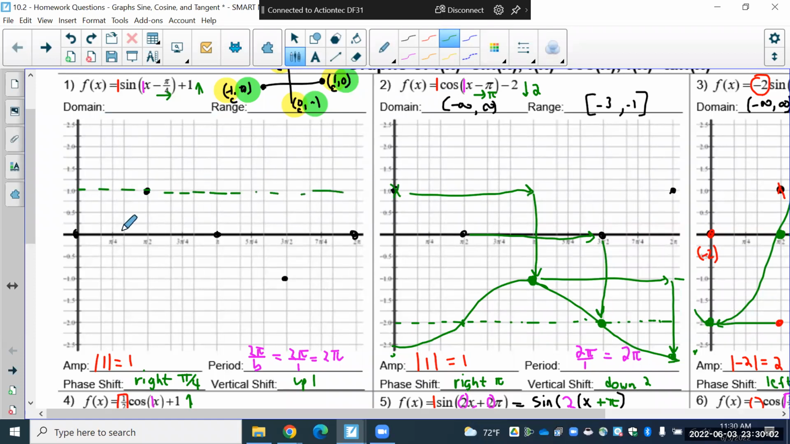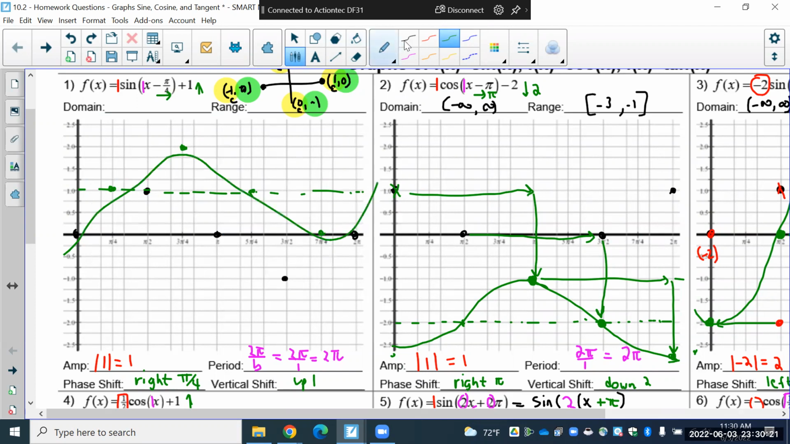And then I like to do exactly what it says. Shift this point right pi over 4, up 1. Shift this point right pi over 4, up 1. Shift this dot right pi over 4, up 1. Shift this dot right pi over 4, up 1. This one's off the graph. And so it looks like this.